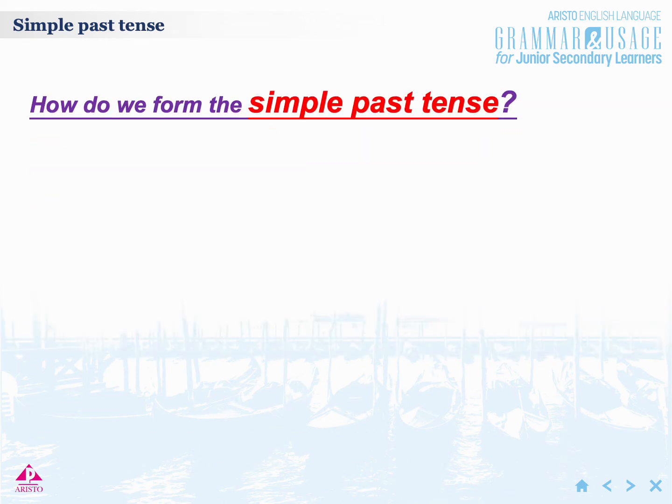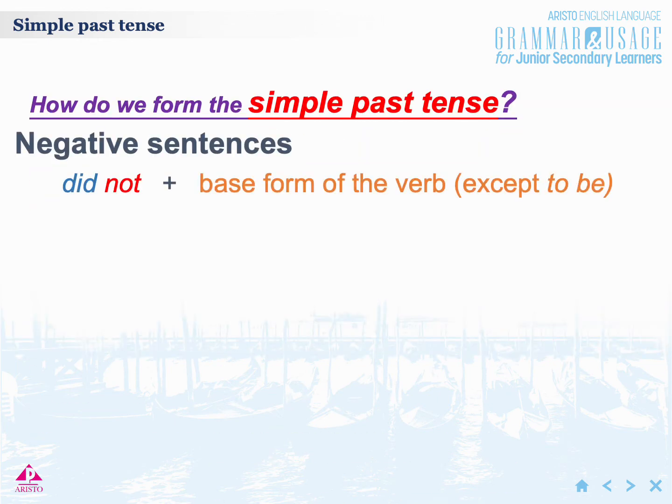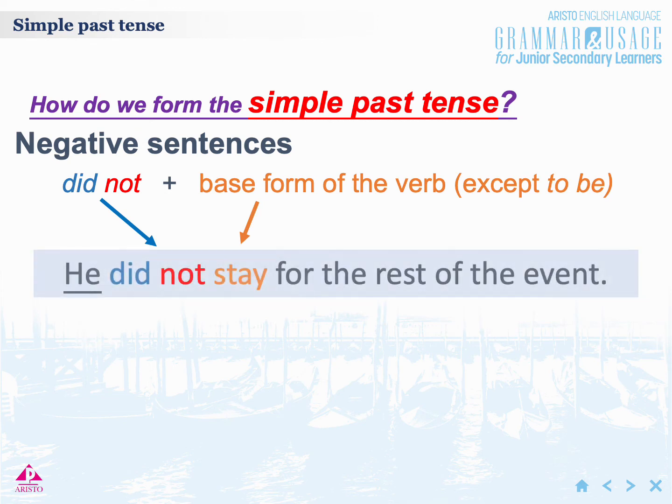We form negative sentences for all verbs except to be by adding did not before the base form of the verb. Here is an example. He did not stay for the rest of the event.